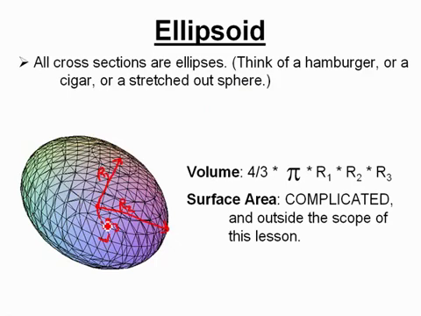In any case, if you take 4/3 times pi times R1 times R2 times R3, you'll get the volume of your ellipsoid. And if R1, R2, and R3 are all the same, then it'd be 4/3 pi R cubed, and it'd be a sphere. Meanwhile, the surface area of an ellipsoid is really complicated. I believe it requires a bit of calculus, and we're not quite there yet, so it's outside the scope of this lesson. Don't worry about it.